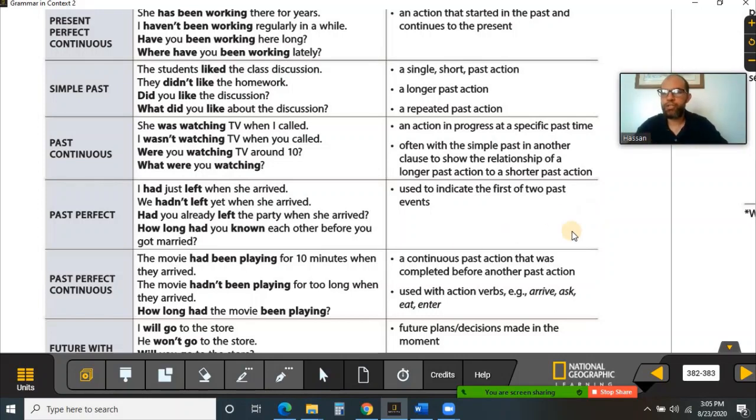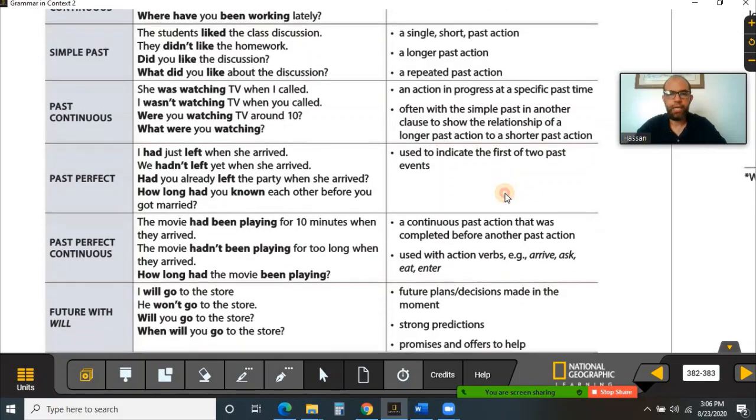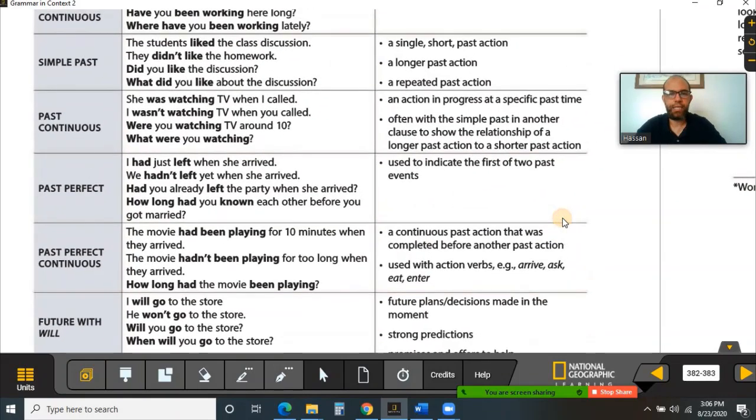Also, there are expressions that go with the simple past and others that go with the past progressive. Use when with the simple past and use while with the past progressive. While I was taking a shower, you called me. Use when with the short action. I was taking a shower when you called me. When plus simple past, while plus past progressive. I hope this is clear and enough for the past progressive.